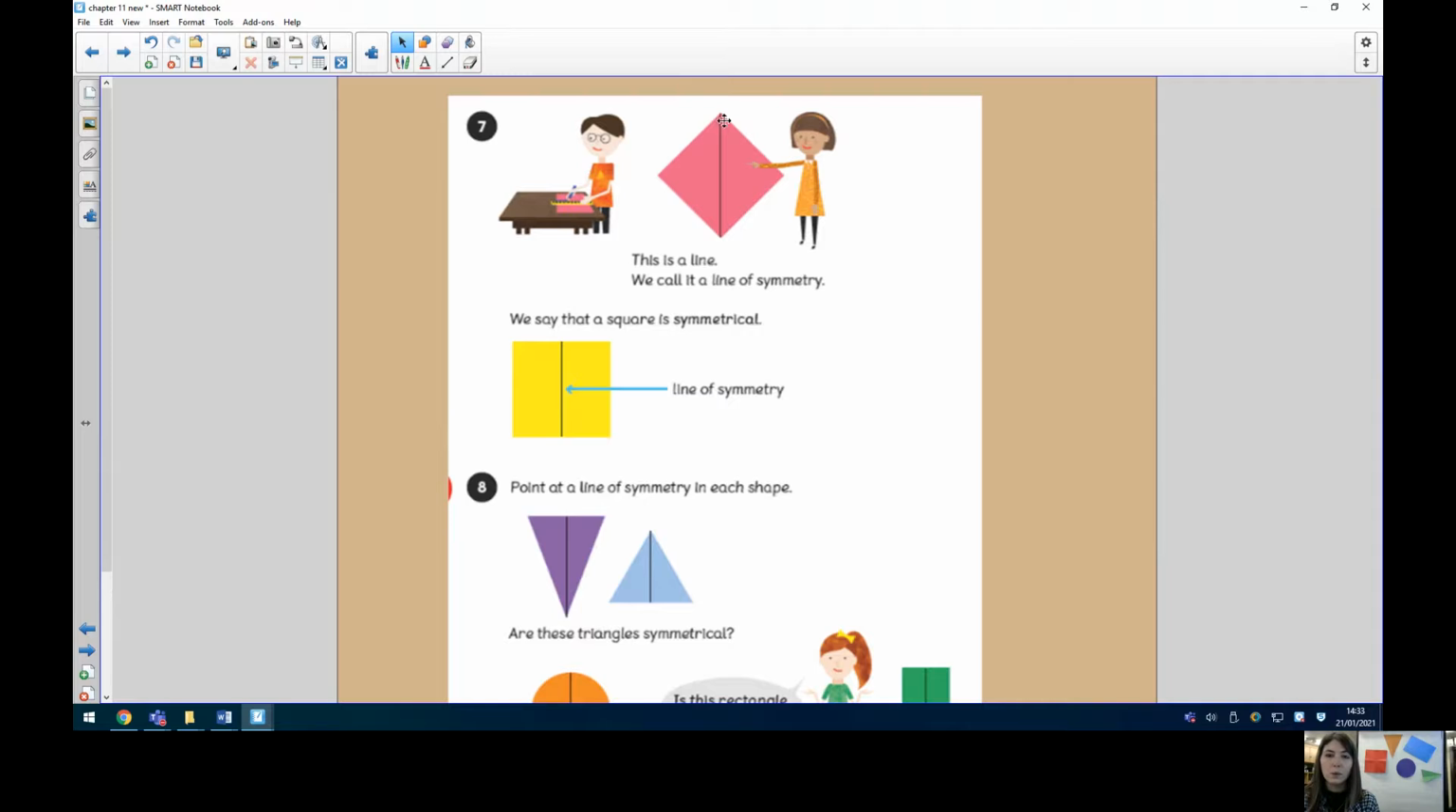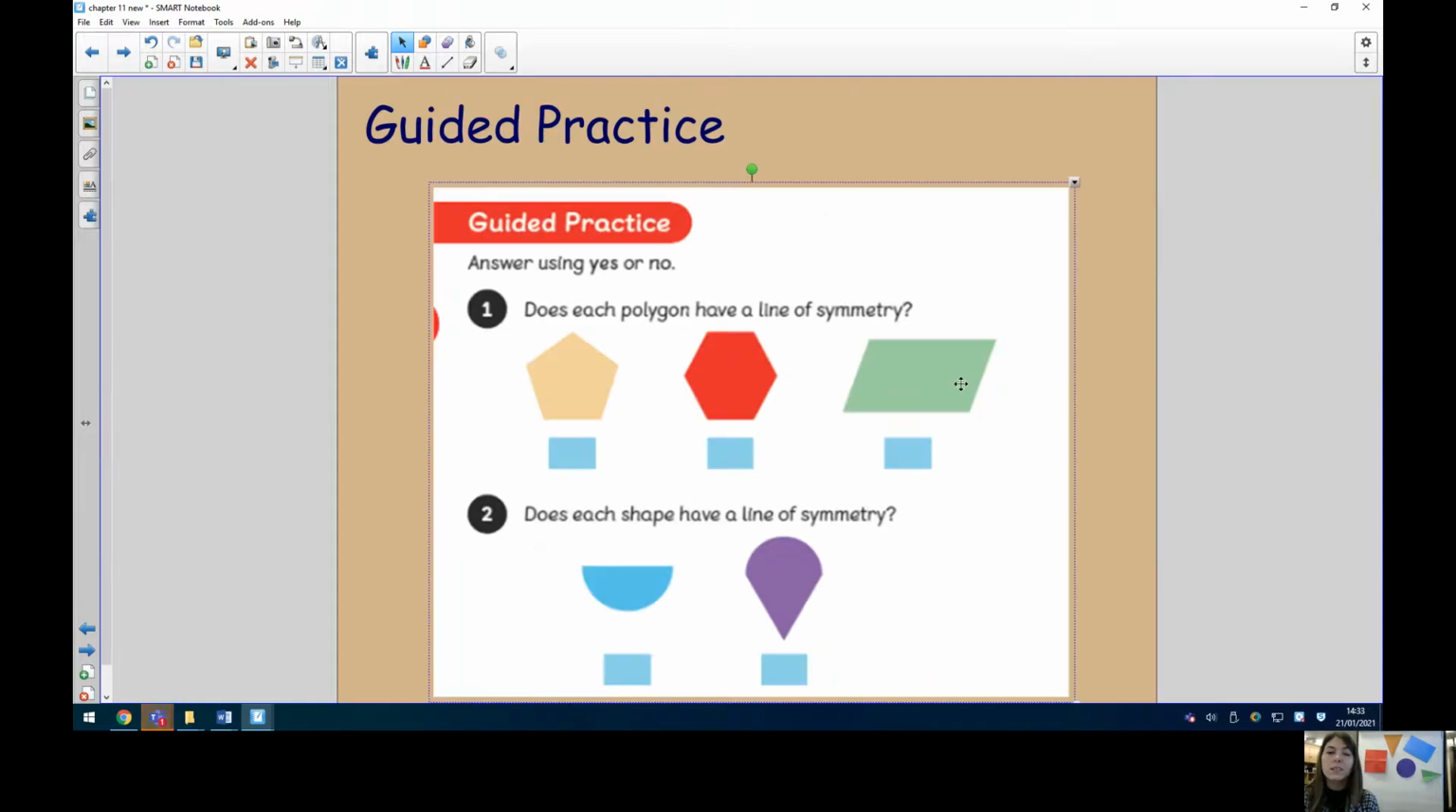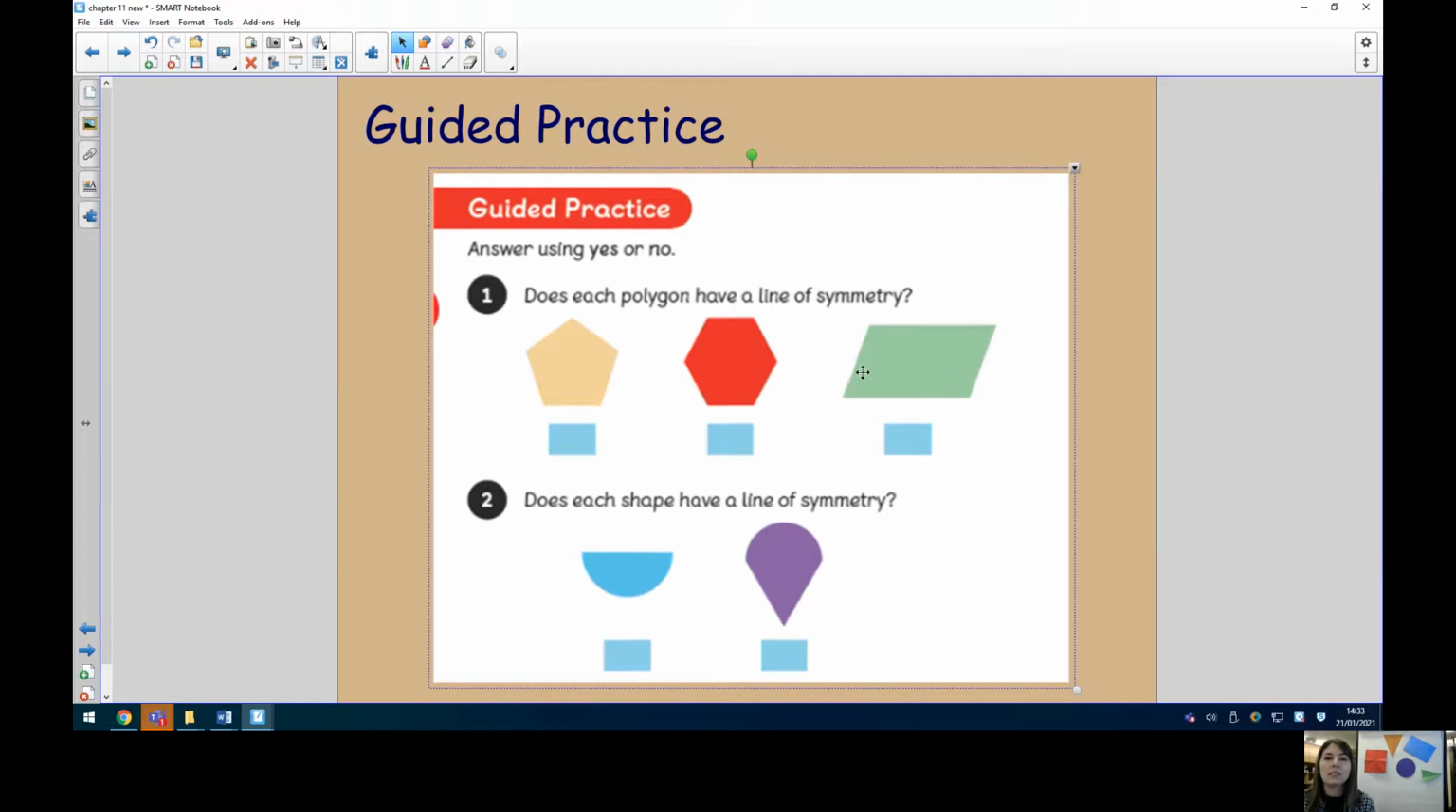So the line we draw on the fold is called the line of symmetry. If we can draw the line of symmetry, a shape is symmetrical. So here is our guided practice for today. And we would like to know whether or not each polygon has a line of symmetry. These are our polygons. They are shapes with only straight sides.